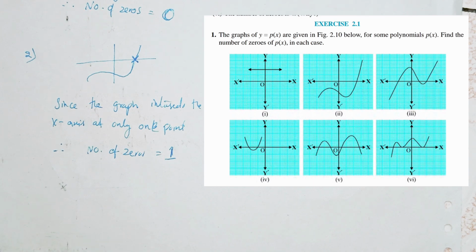Just look at the third picture. In this picture the graph touches the x-axis at 3 points. So you may write it down, the number of zeros is 3. If you look at the fourth graph, this graph touches the x-axis at 2 points, so the number of zeros is 2. For the fifth graph, 1, 2, 3, 4 zeros are there, and for the sixth graph, 1, 2, 3 zeros are there. This is the end of this chapter, guys.